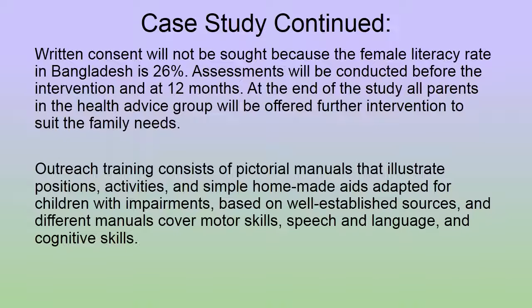At the end of the study, all parents in the health advice group will be offered further intervention to suit the family's needs. Outreach training consists of pictorial manuals that illustrate positions, activities, and simple homemade aids adapted for children with impairments based on well-established sources. Different manuals cover motor skills, speech and language, and cognitive skills.